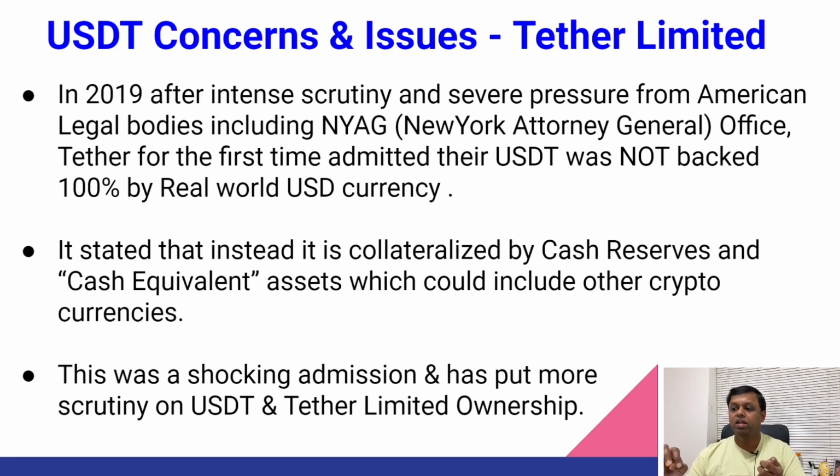Till 2019, people were at least thinking that there is real world US dollar currency behind it. What it stated instead was that it is collateralized by cash reserves and cash equivalent assets. Now, the catch is that it could include other cryptocurrencies. It didn't clarify what cash equivalent assets meant. And this was a shocking admission, and it put more scrutiny on USDT and the ownership of Tether itself.